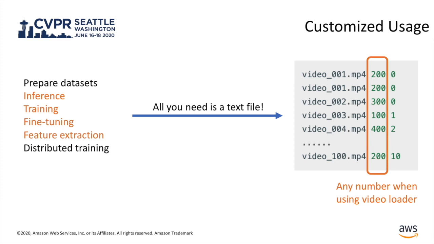So let's take a quick example. When you do inference, training, fine-tuning, or feature extraction, you only need to prepare a text file like this, with the first item being the video path, the second item being the length of the video, and the third item being the label of the video. That's it. Actually, if you use the video loader, you don't need to get the actual length of the video, because our video reader will know it on the fly during training. You don't need to worry about complicated data preprocessing anymore.